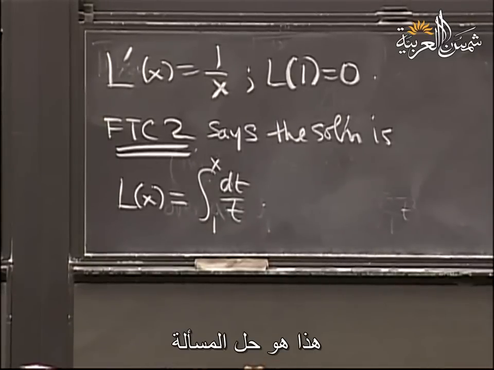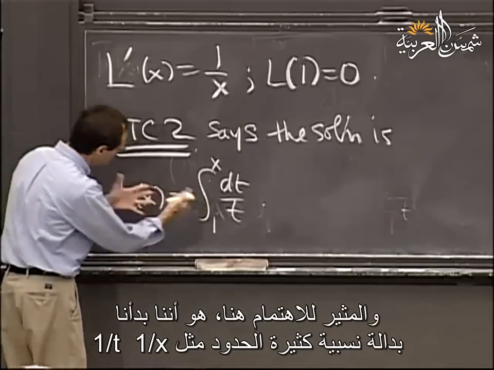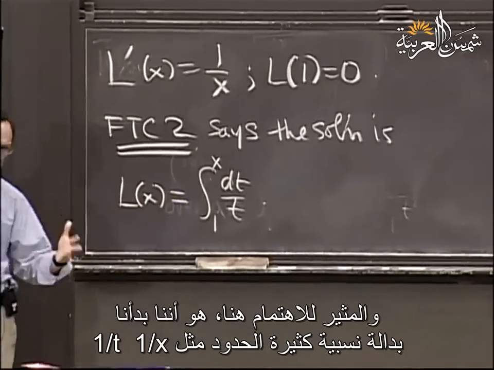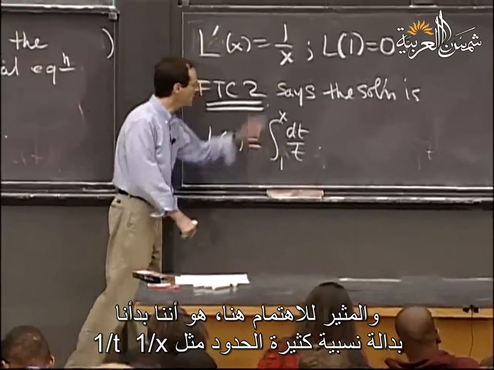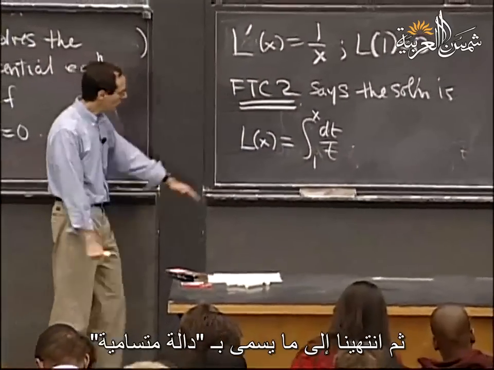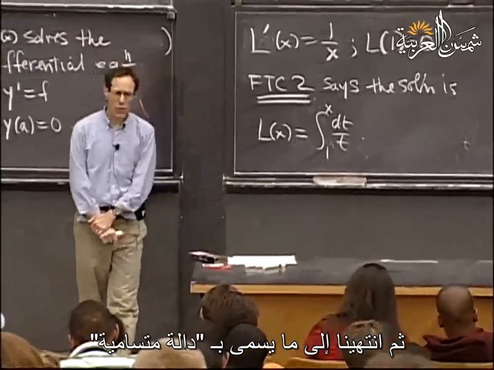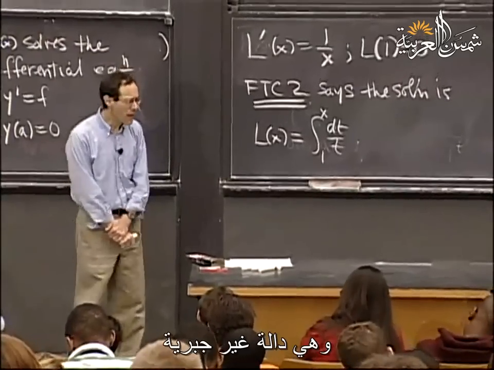So that's the solution to the problem. And now the thing that's interesting here is that we started from a polynomial, or we started from a ratio of polynomials, that is 1 over t or 1 over x, and we get to a function which is actually what's known as a transcendental function. It's not an algebraic function.